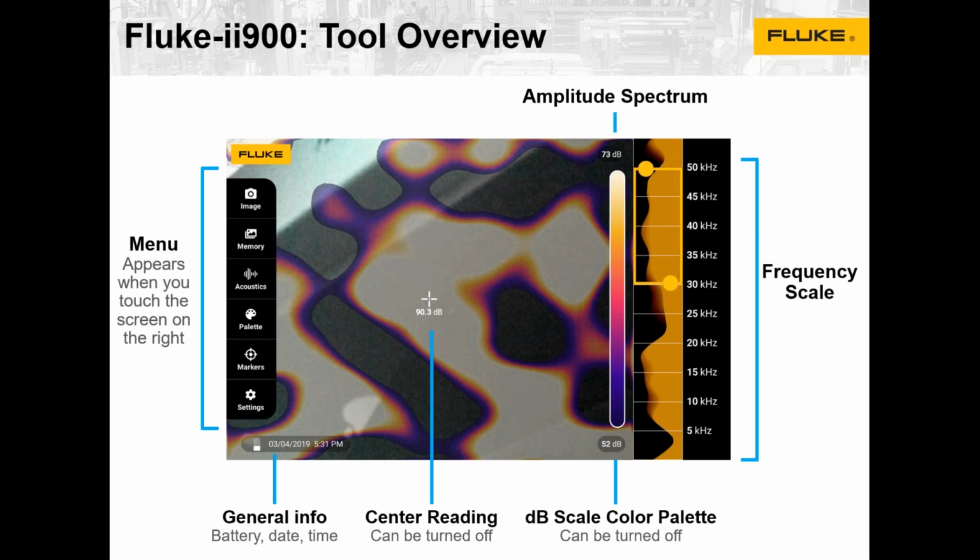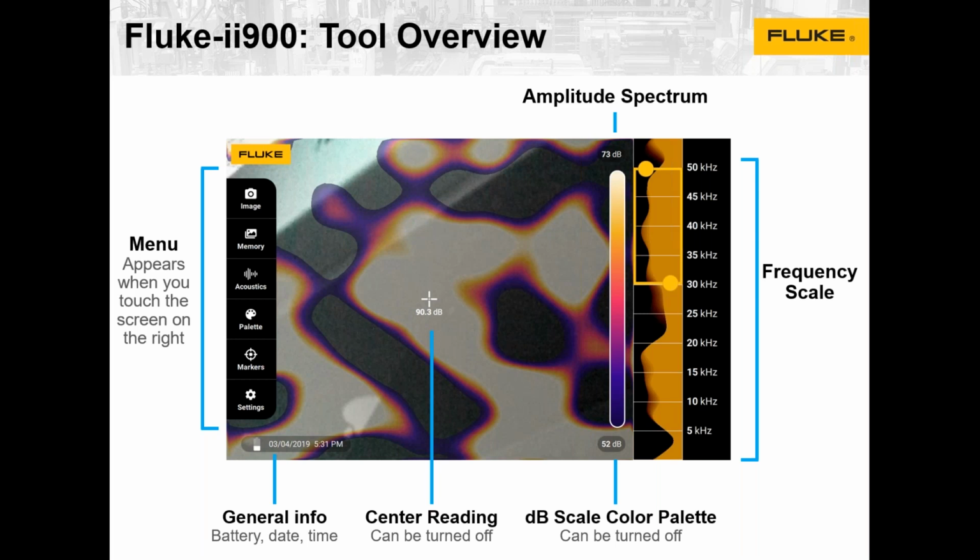This is a zoomed in view of the screen. So you turn on the i900, this is what you're going to be looking at. You're going to see menus on the left-hand side that allow you to toggle between capturing images and videos. It's going to give you access to your memory so you can capture those images and videos and go back and review them or export them to your computer. You've got the acoustic setting there on the left-hand side as well. That just allows you to fine-tune the instrument for the specific leaks that you're looking for. And then palette allows you to change the ways or the color that the sound will appear on the screen.